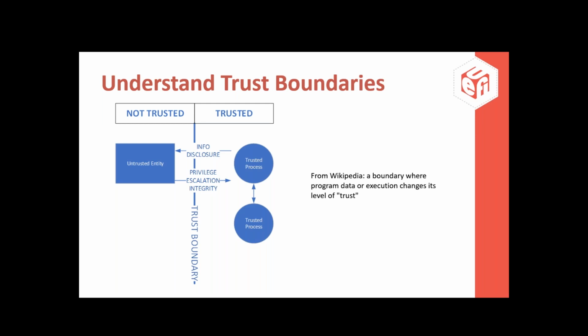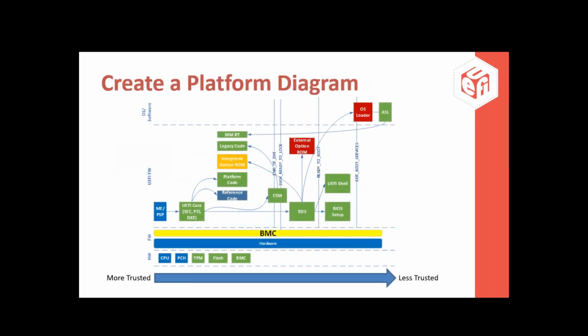And then there's also the risk that they may send in a request and get out confidential data that they shouldn't have had access to. So those are the main threats when dealing with trust boundaries, is that you disclose information or elevate privileges. So once you understand what a trust boundary is, you can actually sit down and create a platform diagram. This diagram here comes from the UEFI secure coding documentation.